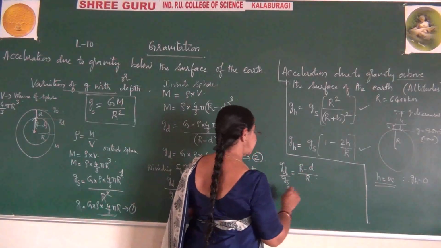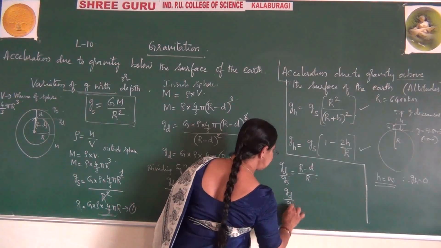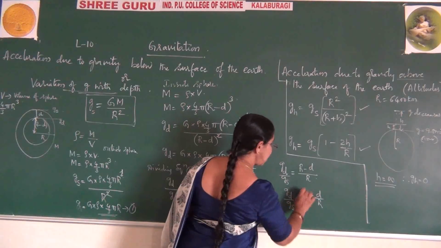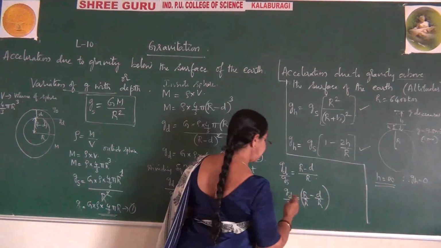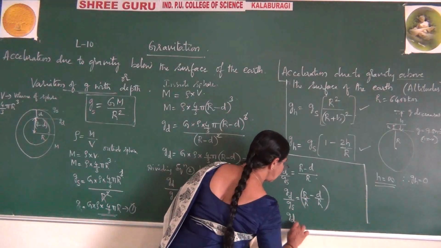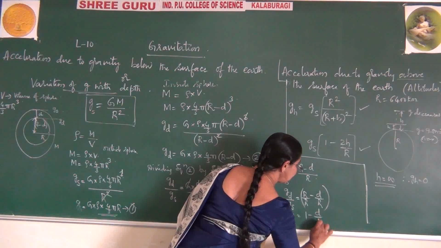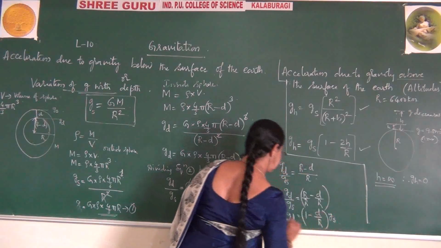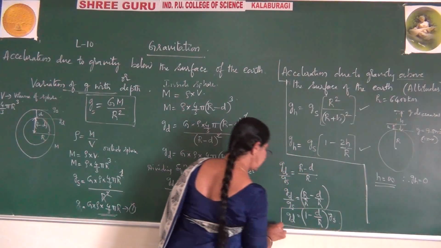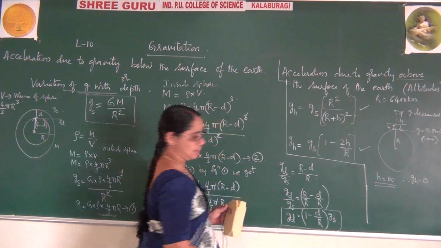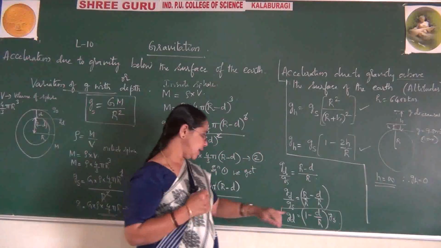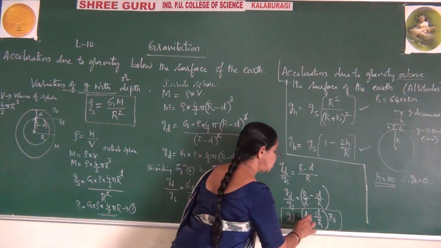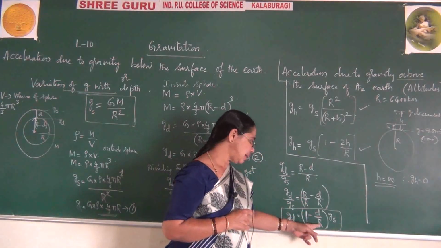If I split this, then your expression becomes g_d by g_s is equal to R by R minus d by R. R by R is nothing but 1. So I can rewrite the formula now. g_d is equal to 1 minus d by R, and I take this g_s side, cross multiply. So this is the one formula we got for the acceleration due to gravity at depth. This is 1 minus d by R. So please be aware of that.